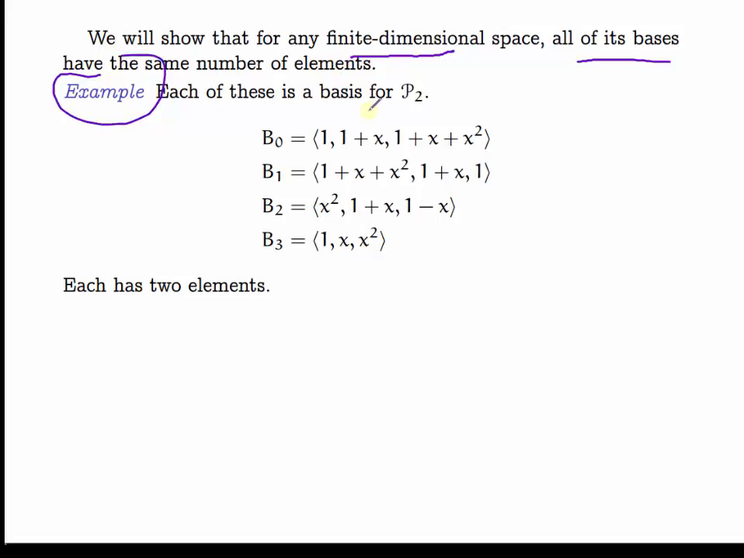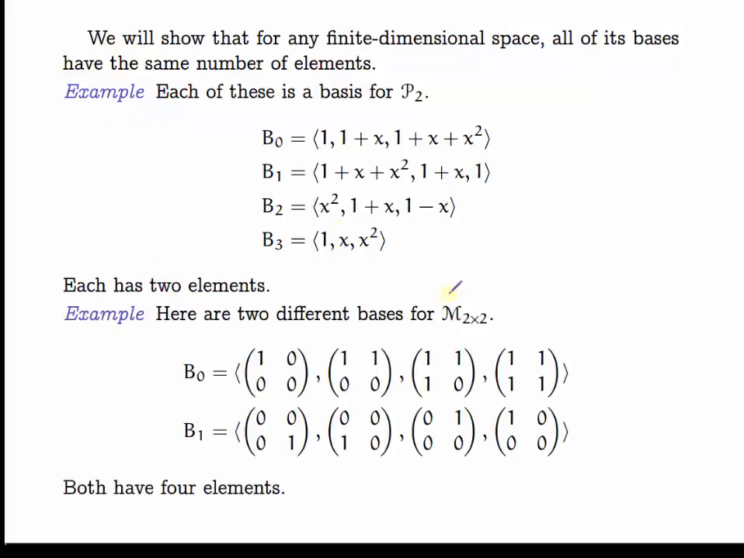Okay, here's an example. Each of these is a basis for P2. You can see that all of the degree 2 polynomials can be written as a linear combination of these 3, or of these 3, or of these 3, or of these 3. And each has 2 elements. Of course, it doesn't have 2 elements. I think that's just to throw you off. Each has 3 elements. And here are 2 different bases for the 2x2 matrices. And these both have 4 elements.